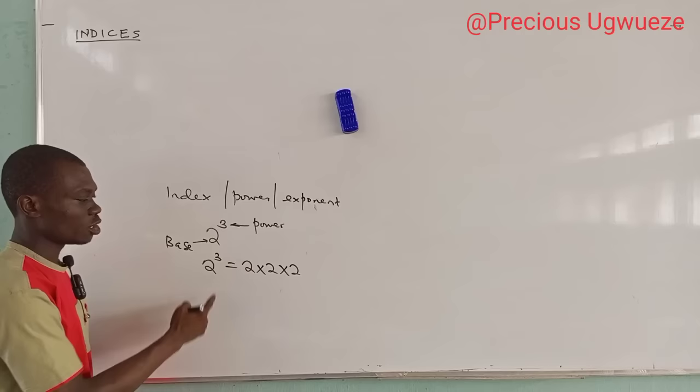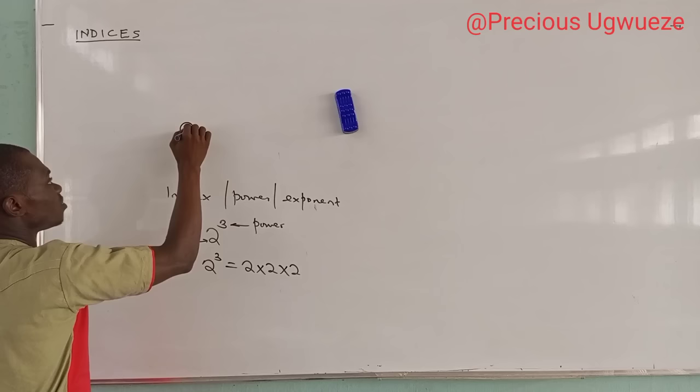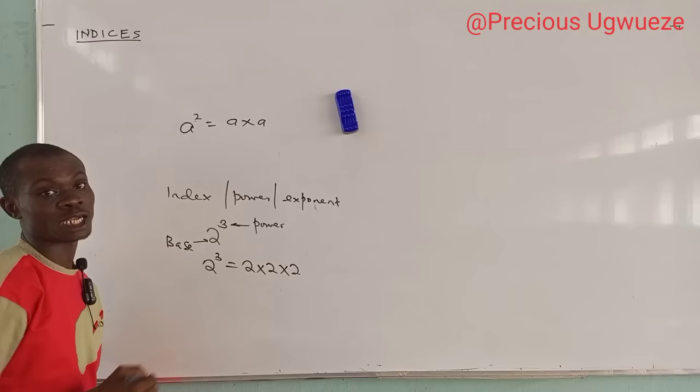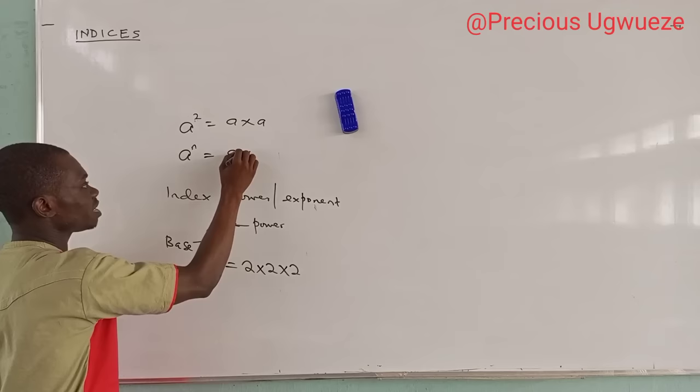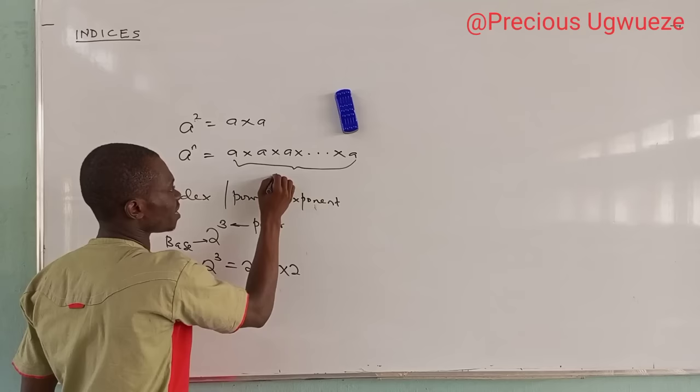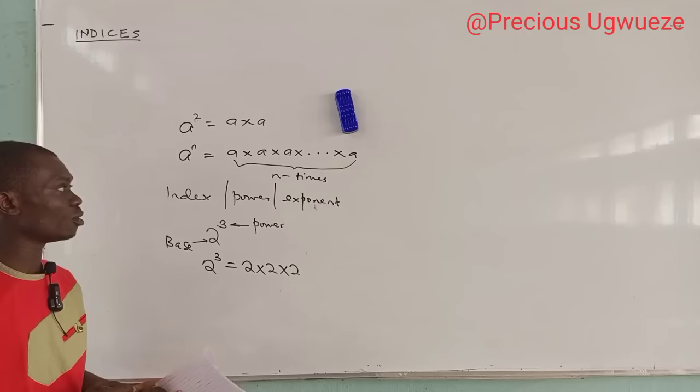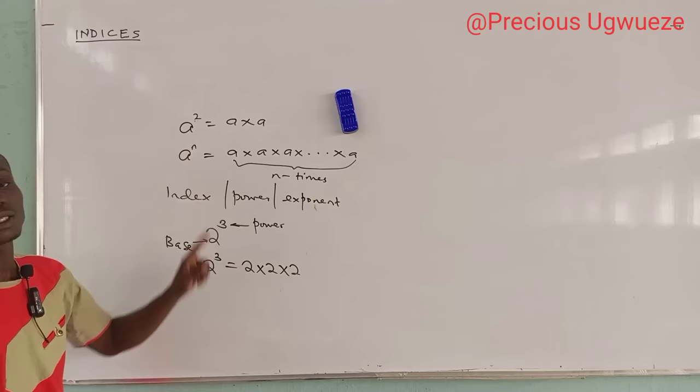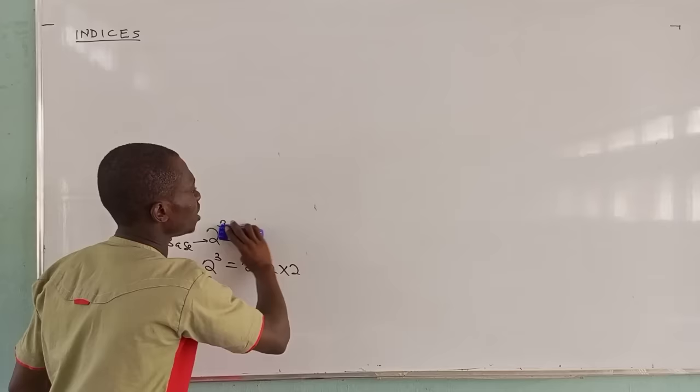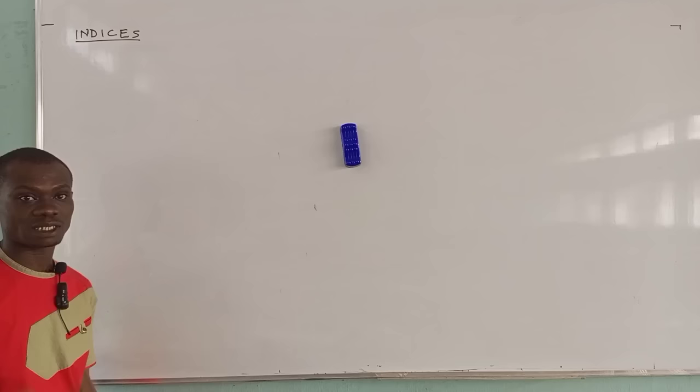And so if I say a raised to power 2, for example, that is a times a, 2 times. So if I then say a raised to power n, this means a times a times a times a up to n times. So that's how we write it. You are multiplying a by itself up to n times. That is the number you have as the power. And so that's what we mean by indices, the study of numbers and their index, the powers.